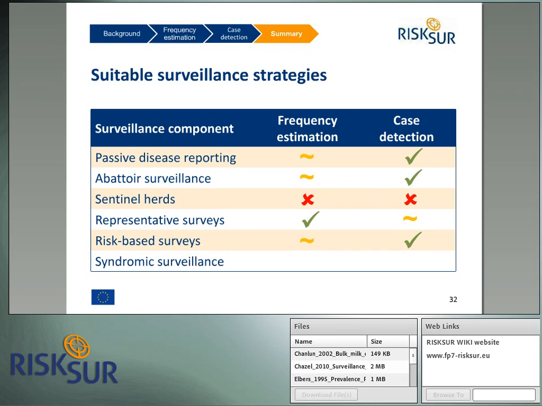Finally, syndromic surveillance, which works very well for early warning, is not suitable for prevalence estimation nor for case detection, because it refers to a syndrome and not to the specific disease under surveillance.